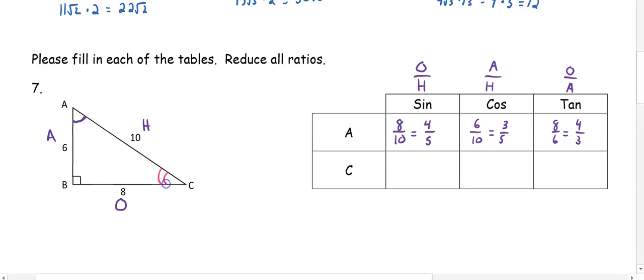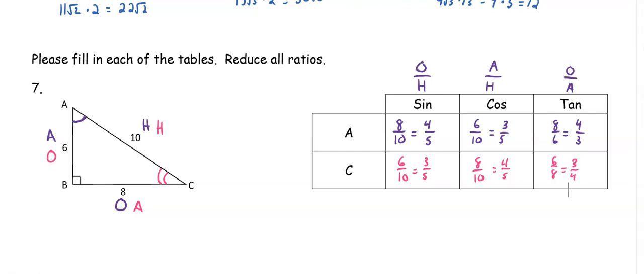For angle C, we have sine, cosine, tangent. So from C, our opposite side is 6, our adjacent side is 8, and our hypotenuse is 10. So remember that our sine and cosine switch because we switched the reference angle. So our sine is now going to be 6 over 10, which is 3/5. Our cosine is now going to be 8 over 10, which is 4/5, and our tangent is going to be 6 over 8, which is 3/4. It's very important that you pay attention to what your reference angle is.